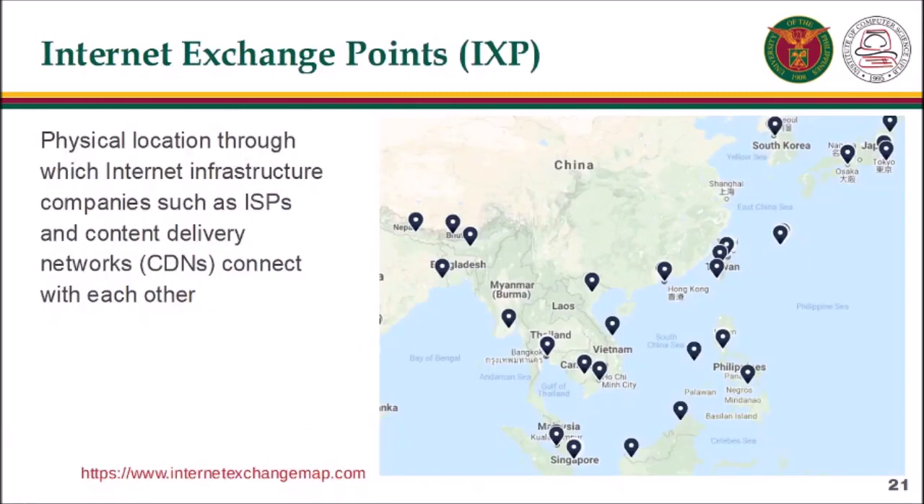As you have seen, there are many different cable systems. But how do they connect? It's actually through Internet Exchange Points or IXP. They are physical locations to which internet infrastructure companies such as ISPs and content delivery networks connect with each other.